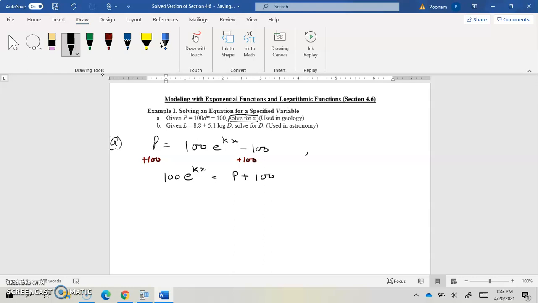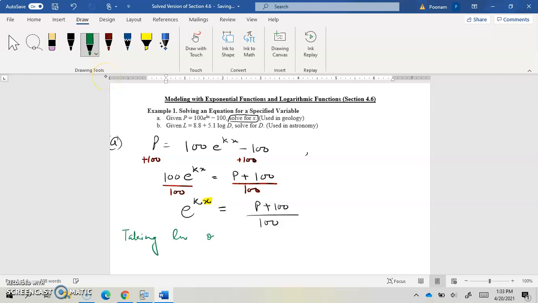I want to get rid of this 100, so I'm going to divide both sides by 100. That is going to give us e raised to power kx is equal to (P plus 100) divided by 100. Now here we have an exponential equation kind of. We need to find x. X is our unknown here. So for isolating x, we will be taking natural log on both sides.